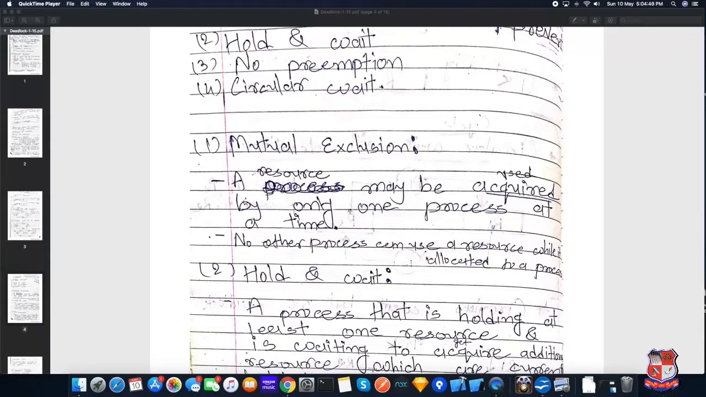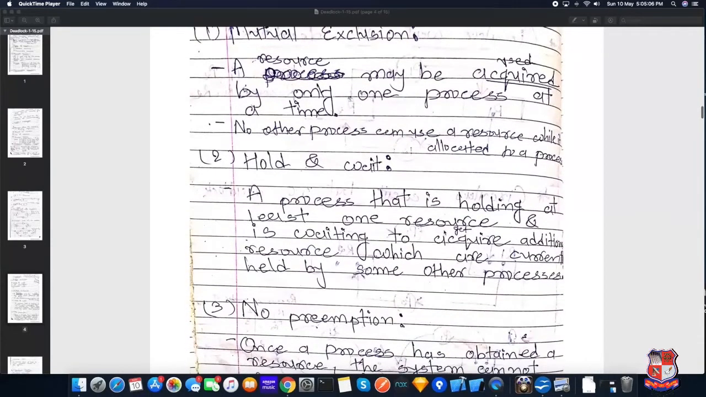No other process can use a resource while it is allocated to any other process. So at one time, only one process can use a resource in mutual exclusion. The second concept is hold and wait. Hold and wait means a process that is holding at least one resource and is waiting for another additional resource which is already held by another process. So it is called hold and wait.